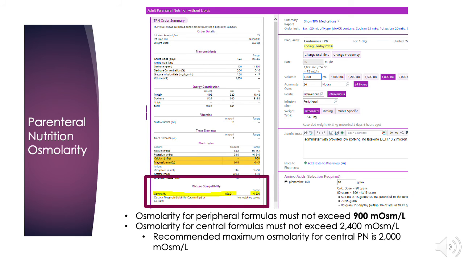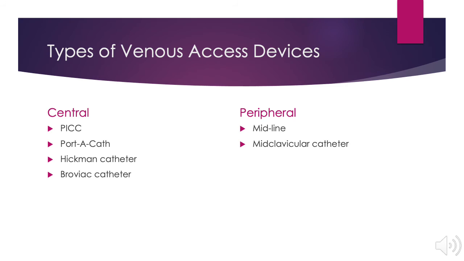As I just stated, the osmolarity for peripheral formulas must never exceed 900 milliosmoles per liter. The osmolarity for central formulas must never exceed 2400 milliosmoles per liter. Depending on the EHR that your hospital uses, you may find the osmolarity automatically calculated for you when you're putting together a TPN formula, such as the one seen in this picture, if you're an Epic user. It is important to note the different types of venous access devices. Some are central and others are peripheral.